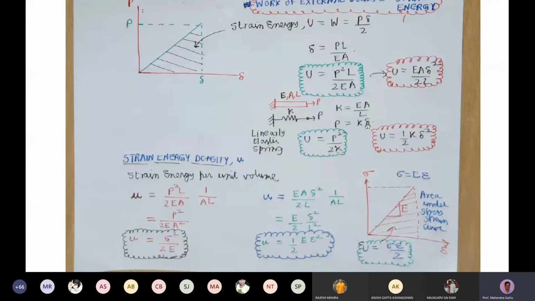Or the strain energy in terms of the elongation, it will be EA by L is K, so half K delta square. So that is what we have here. So this is regarding the strain energy for a linear elastic, isotropic material under uniaxial loading. We'll now define another term called strain energy density.